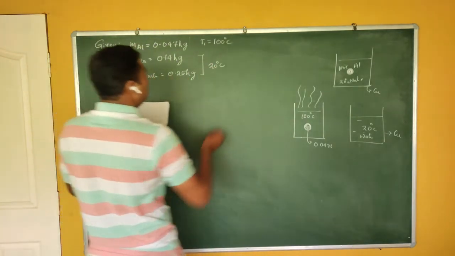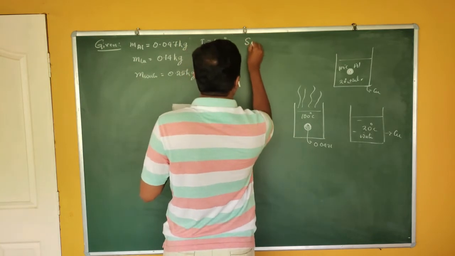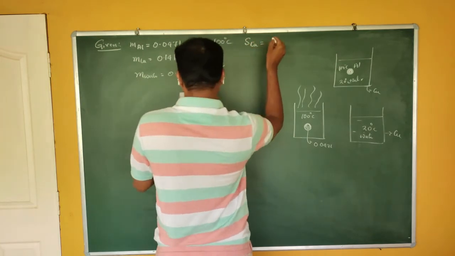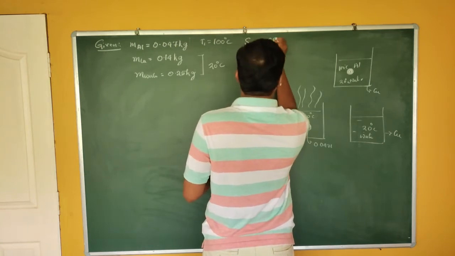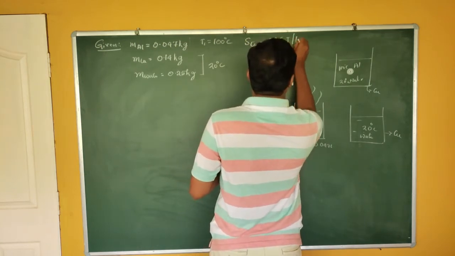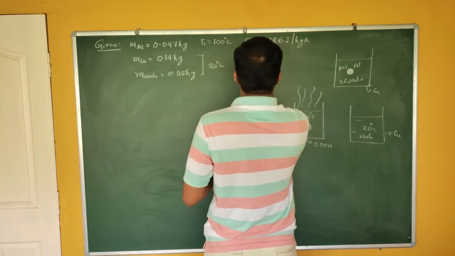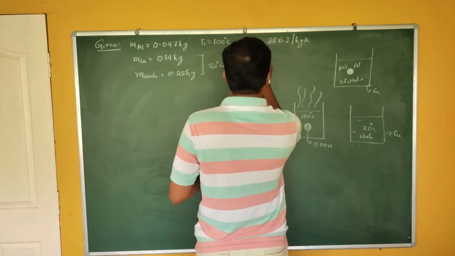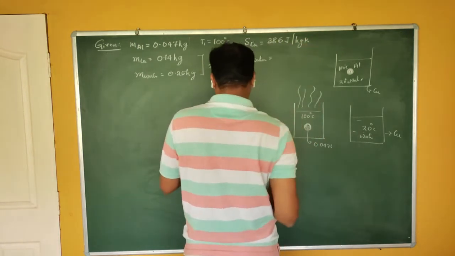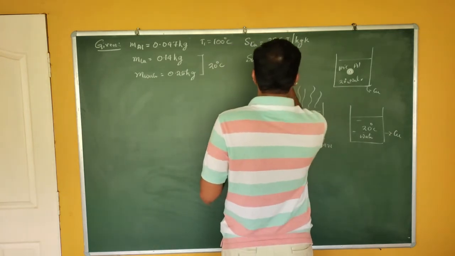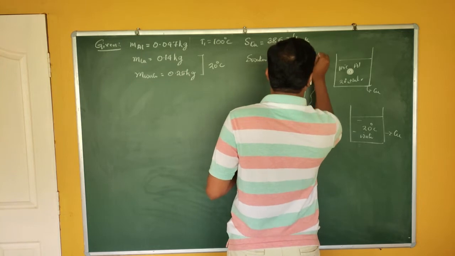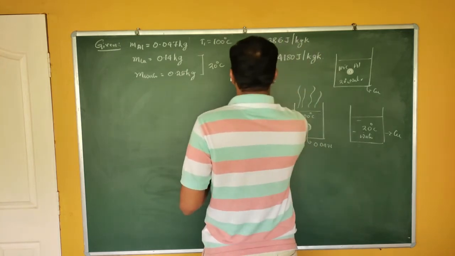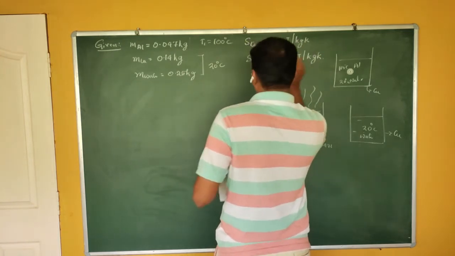They have given the specific heat of copper. How much is it? The specific heat of copper is 386 joule per kg Kelvin, and they have given the specific heat of water, which is 4180 joule per kg Kelvin. And we have to find the specific heat of aluminum.